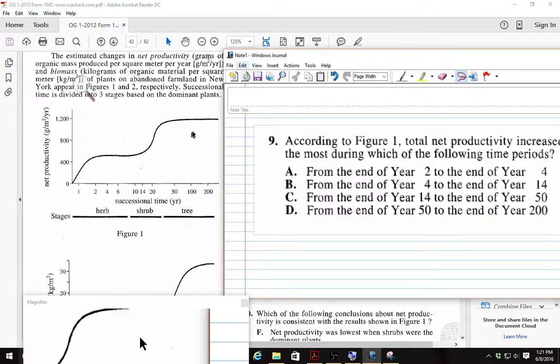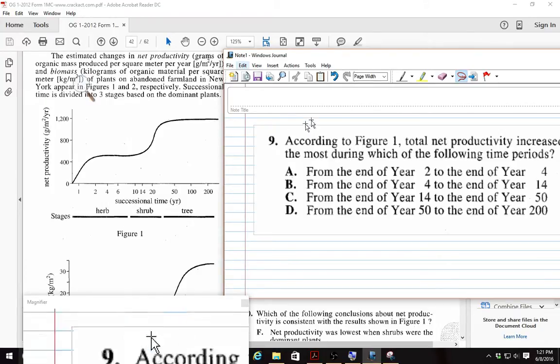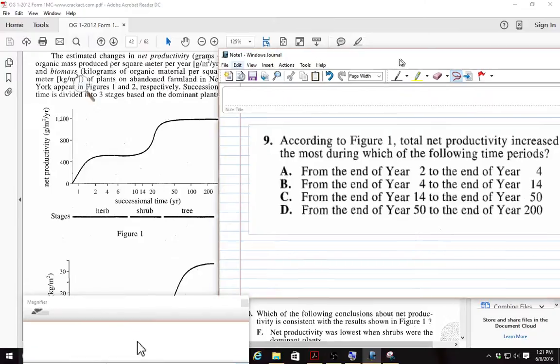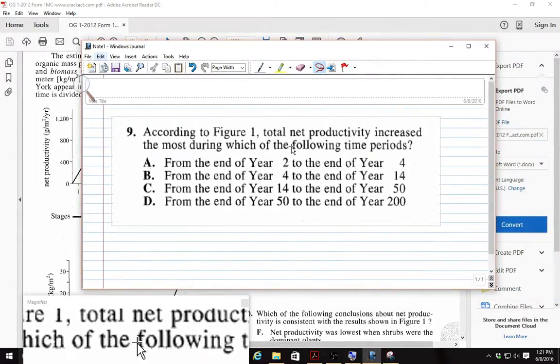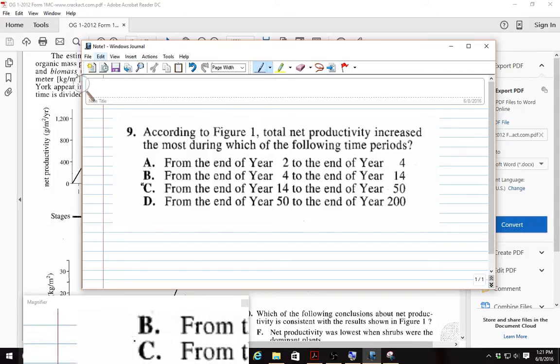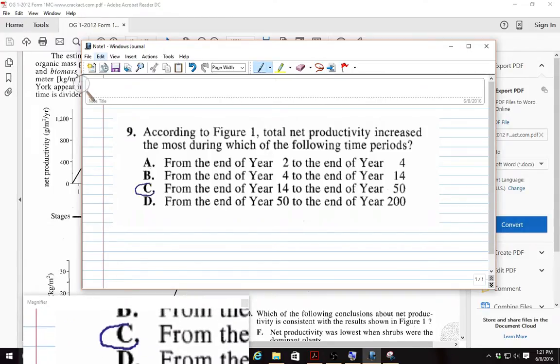Year 50 to the end of 200? No, that doesn't make sense either because it's kind of flat. So, according to Figure 1, total net productivity increased the most during which of the following time periods? The answer is C, year 14 to year 50.